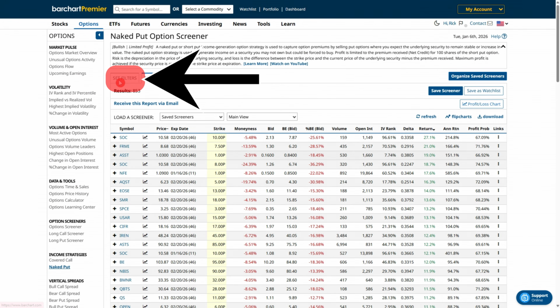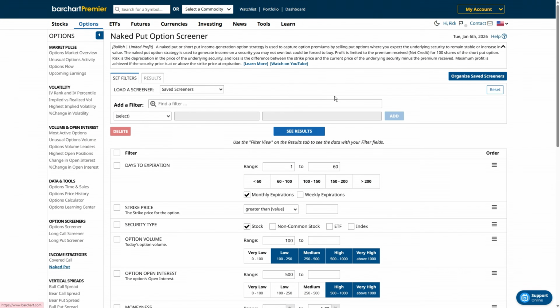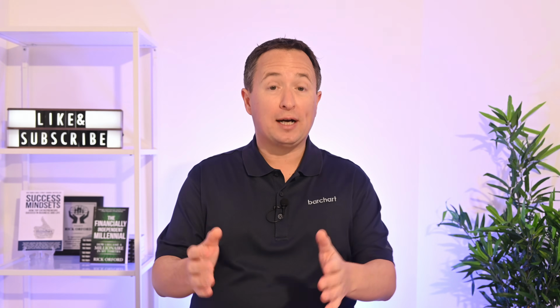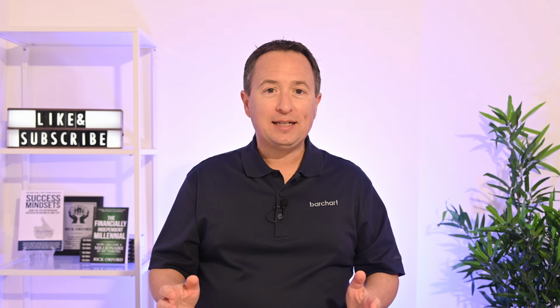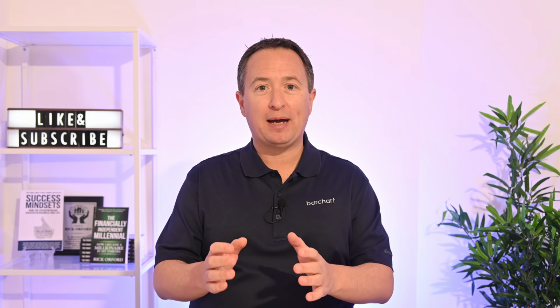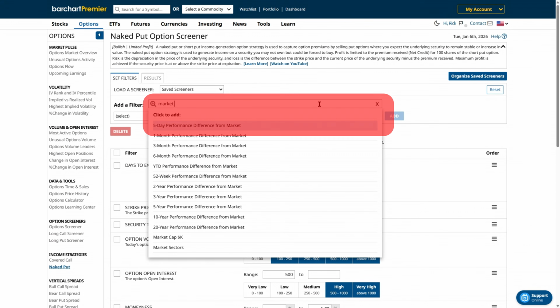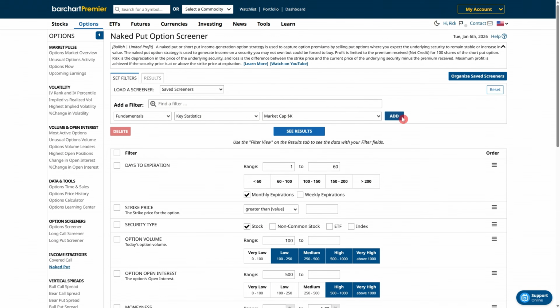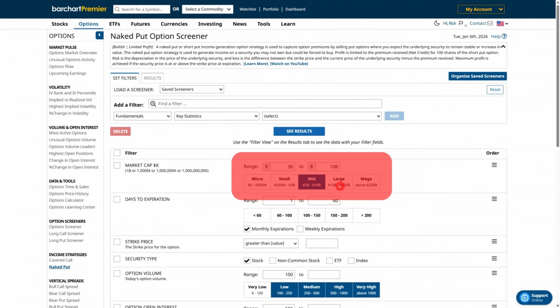Well, you'll start by clicking Set Filters. Here you'll get all of our default filters and their values. Then you can do your own customization. Now, when selecting stocks to sell cash-secured puts on, I prefer to limit my selection by adding the market cap filter and setting the values to above $3 billion. That way, I avoid the small and microcap companies and the volatility that comes with owning them.